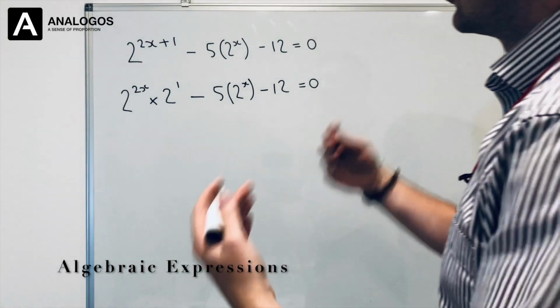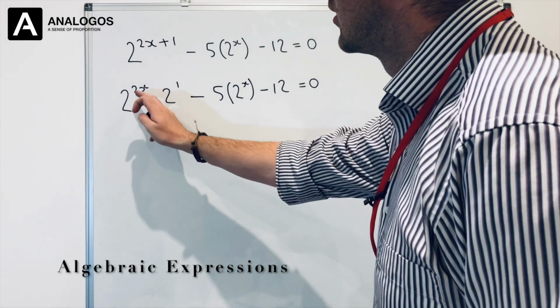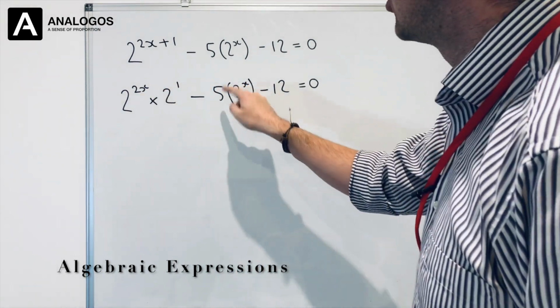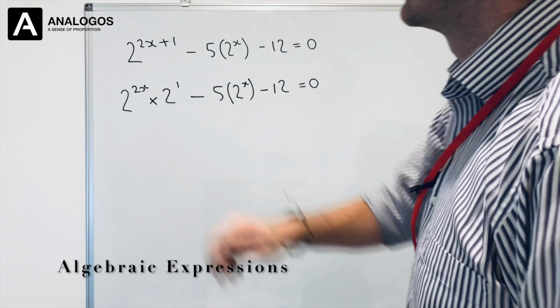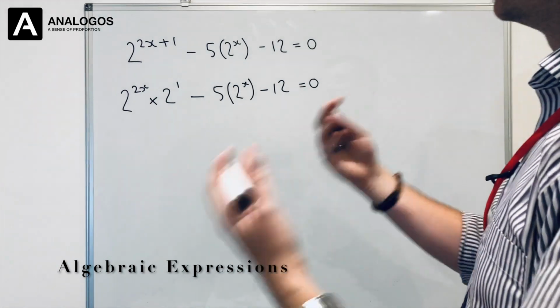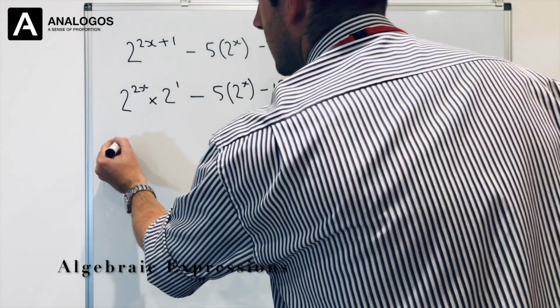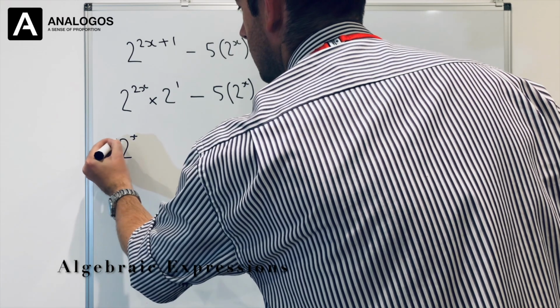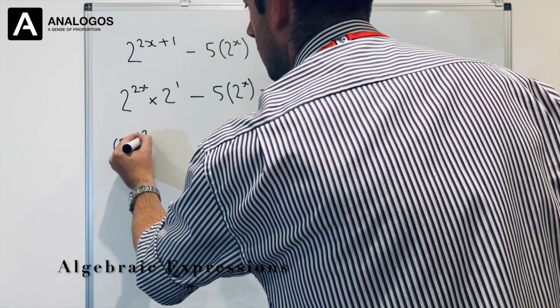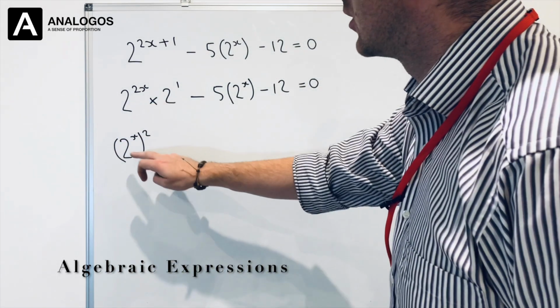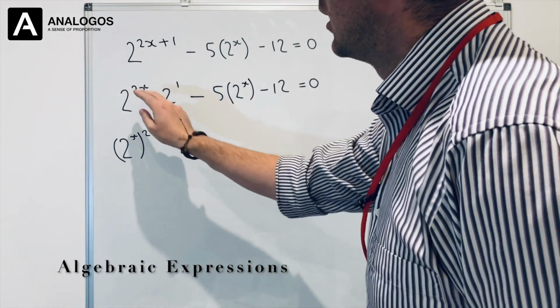So similar to the last question, we can rearrange this. If you see any patterns of 2 to the power of x, try and get this first term to be 2 to the power of x. So that can be the same as 2 to the power of x squared. Okay, that equals that. All I've done is just change the order.